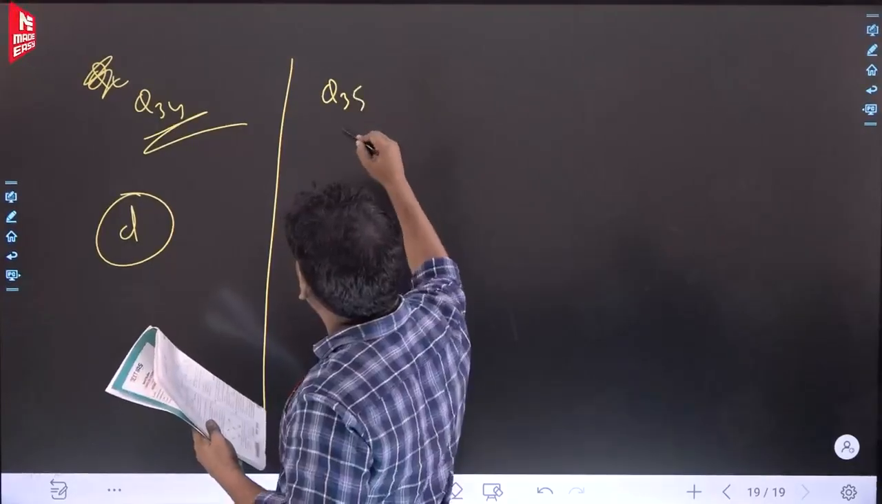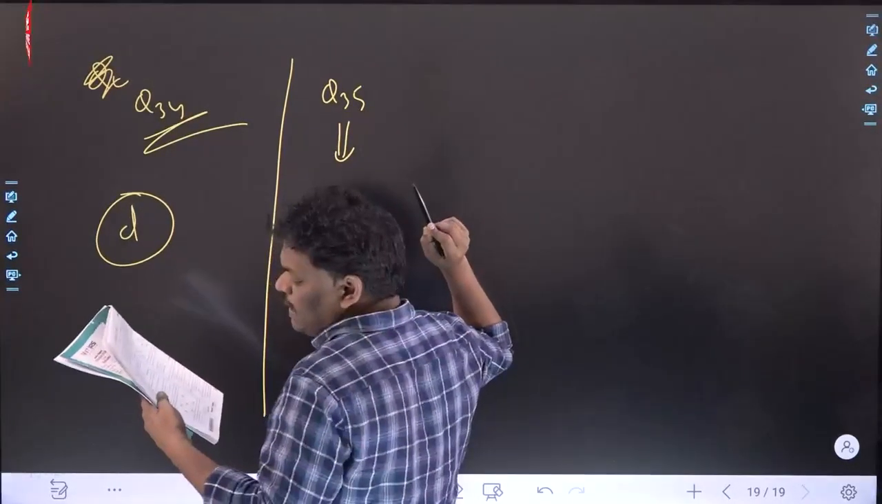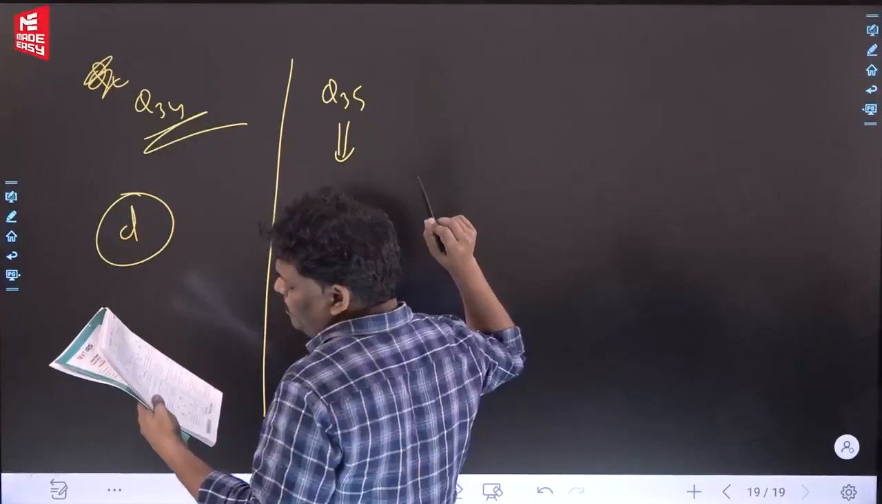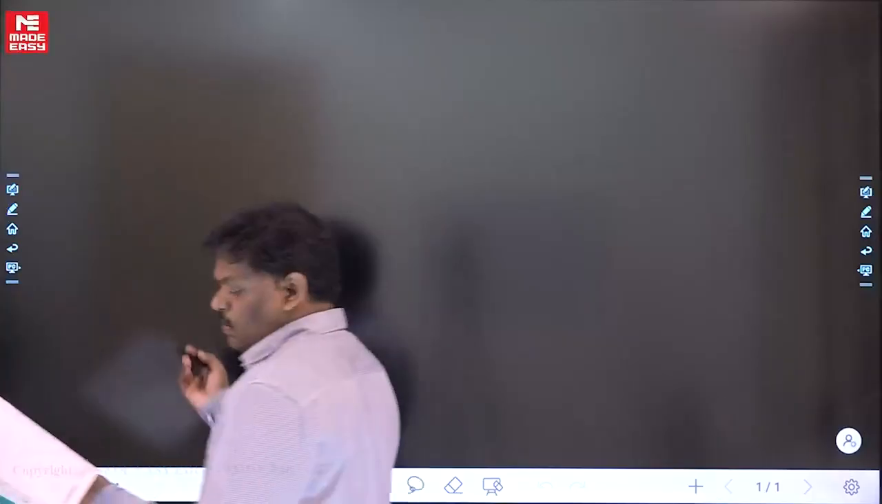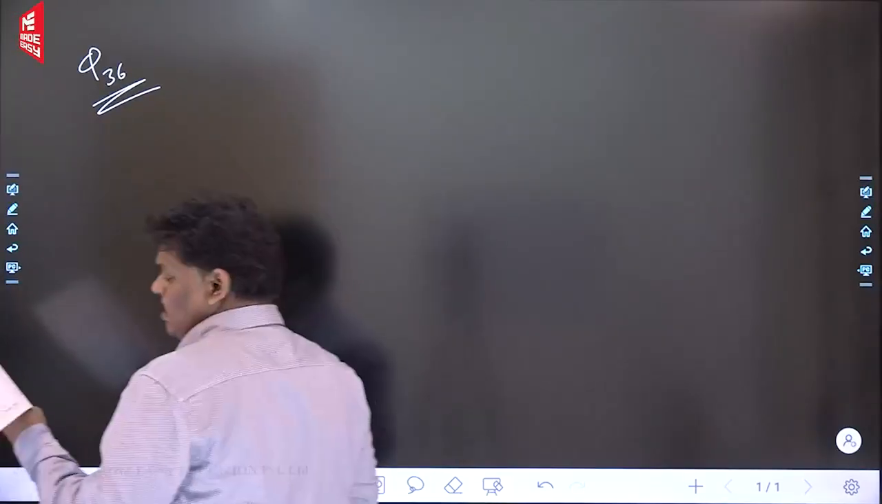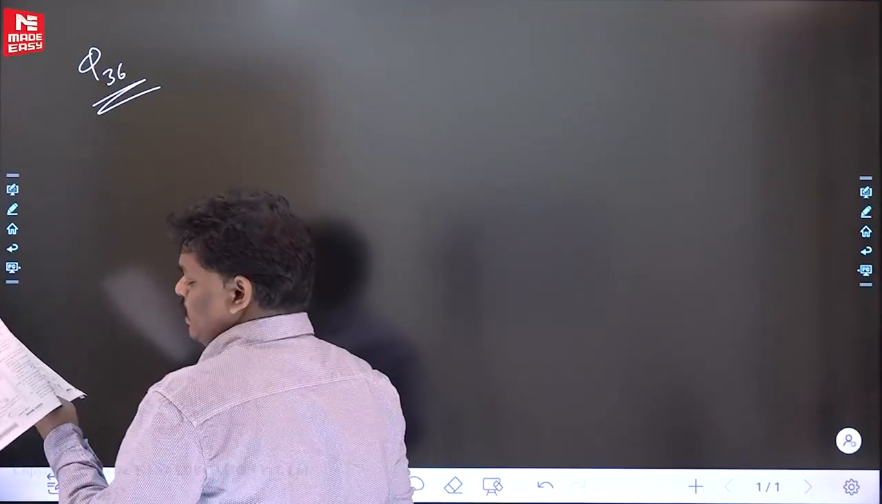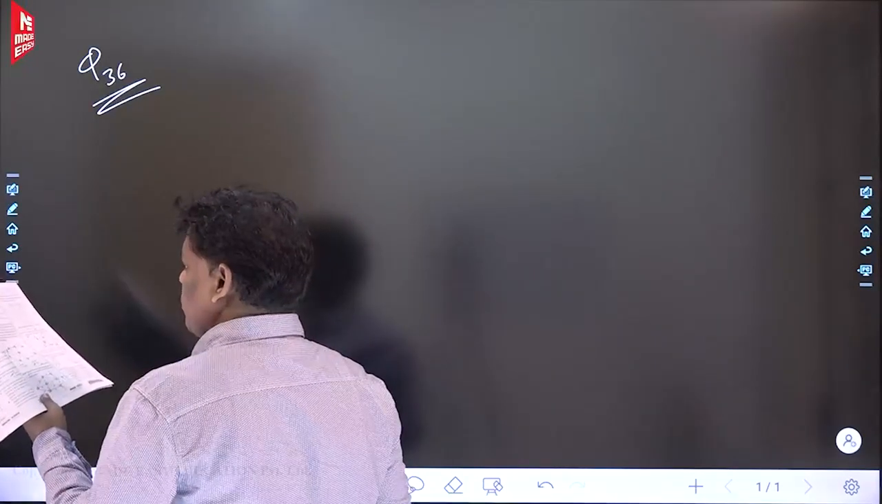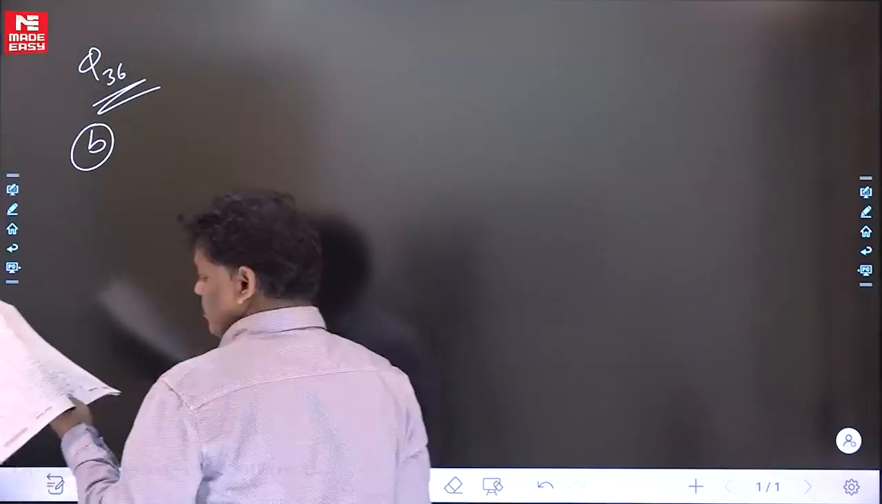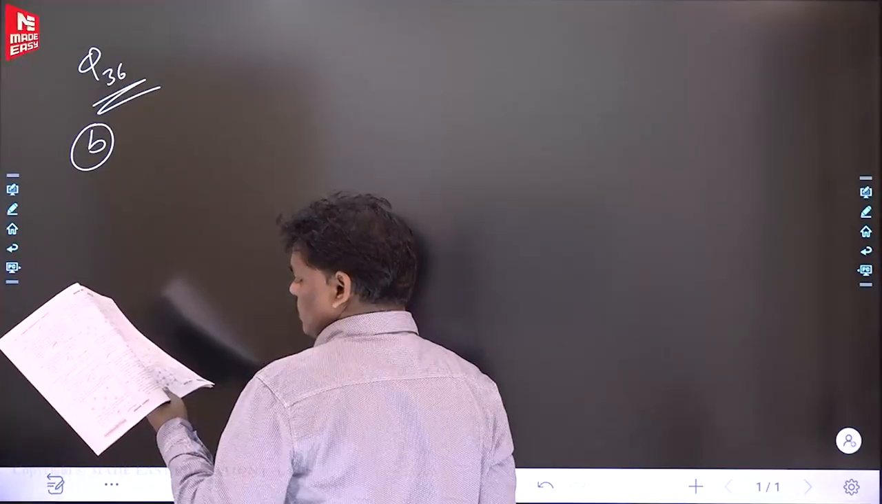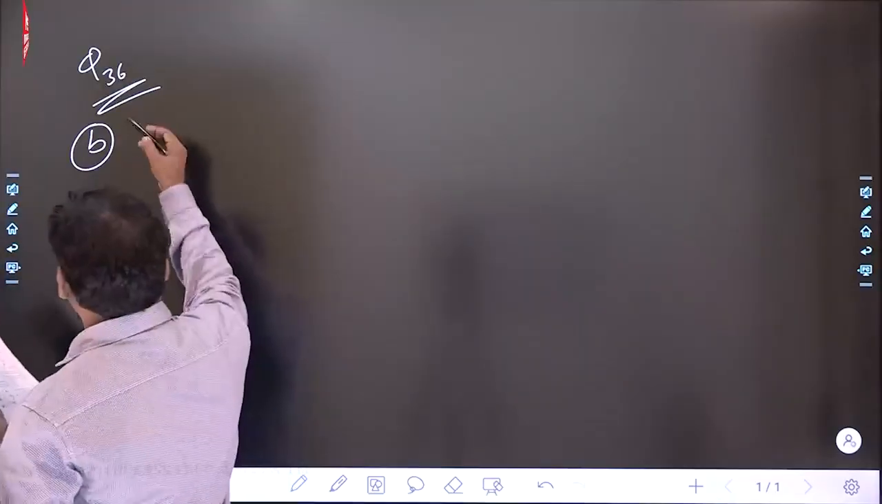Question number 35. I think question number 35 and 31 both look the same, so I think the answer is B. Go to question number 36. Two statements are given about the Bellman-Ford algorithm. They are asking which statement is right and which is wrong. So check properly. For this problem, the answer is B.